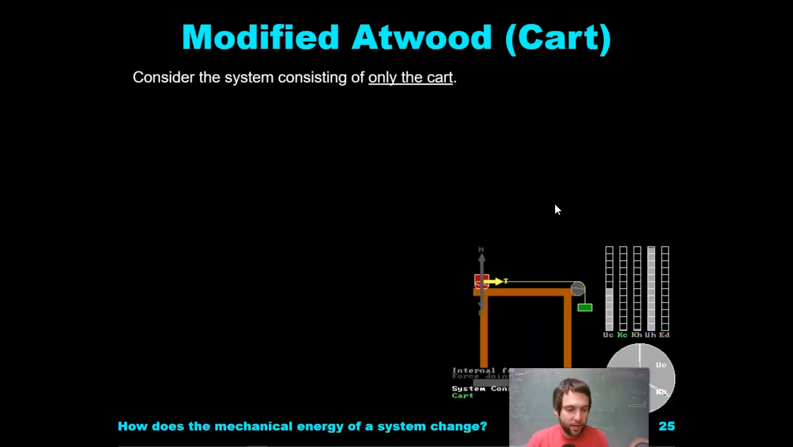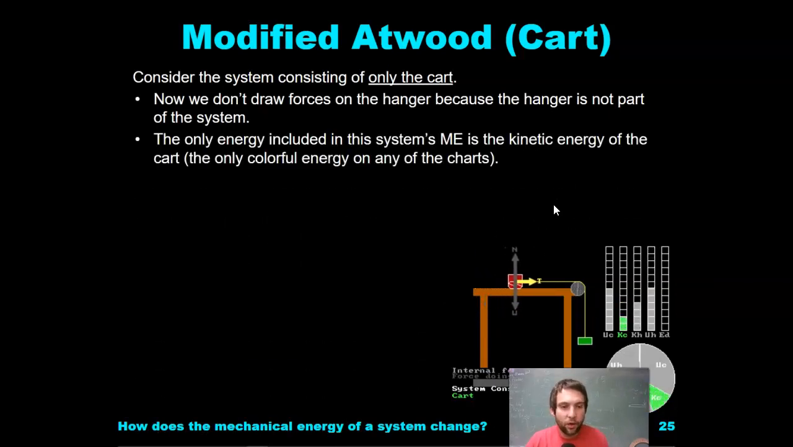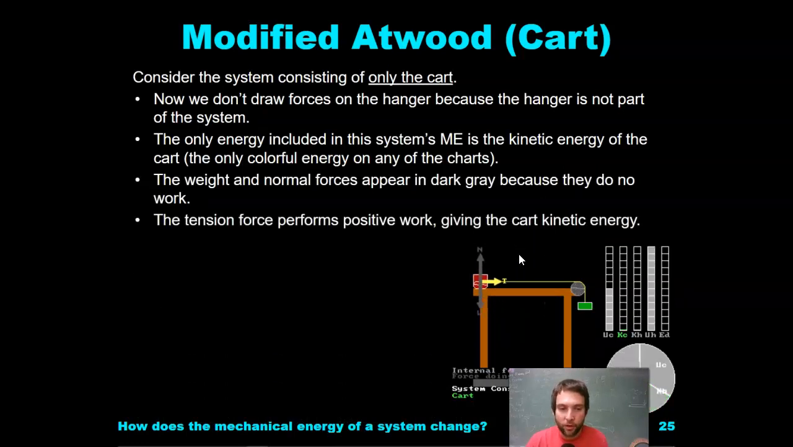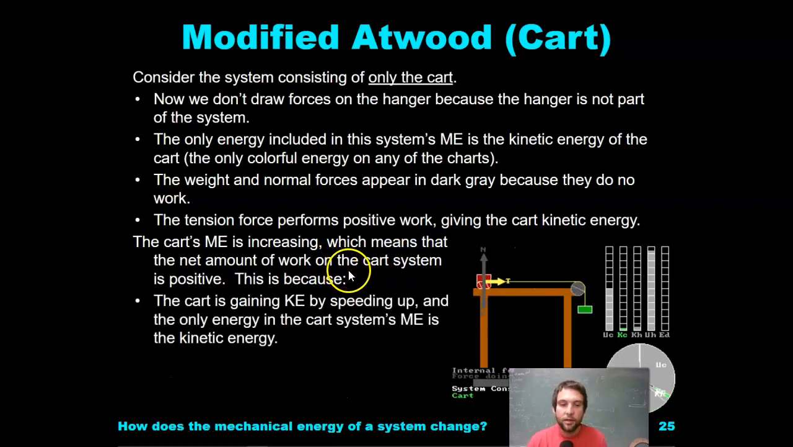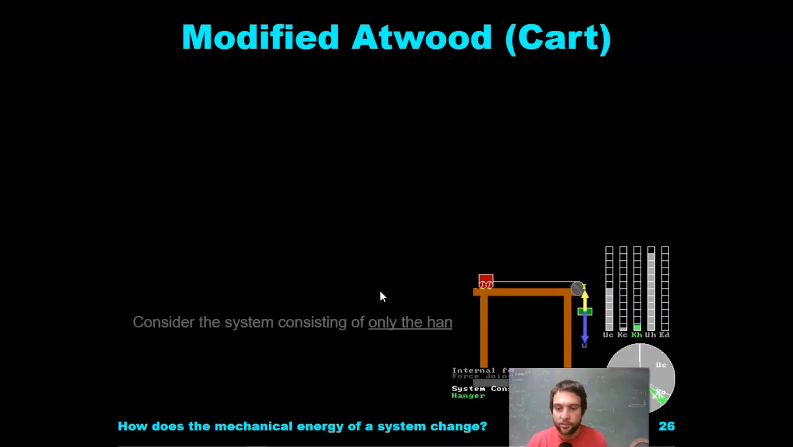Okay, if we look at just the cart, we don't have to draw any forces on the hanger because the hanger is not part of the system. The only energy included in the system's mechanical energy is kinetic energy of the cart. The weight and normal forces are in dark gray because they're not doing any work. The tension force does positive work, which gives the cart kinetic energy. The cart's mechanical energy is increasing, which means the net amount of work done on the cart system is positive because the cart is gaining kinetic energy by speeding up. And the only energy in the cart system's mechanical energy is kinetic energy. The only force doing work on the system is doing positive work, giving the cart energy.